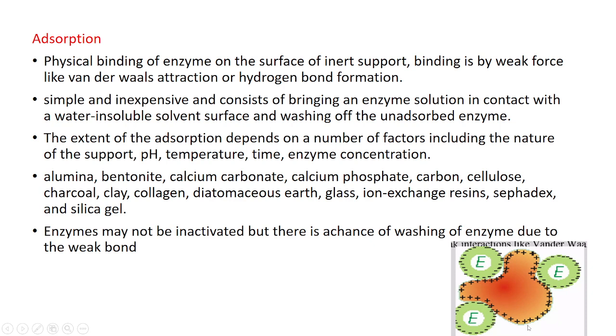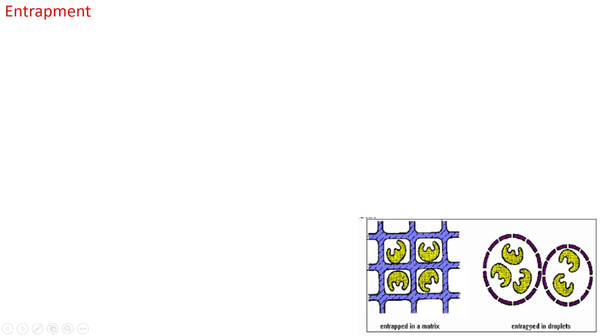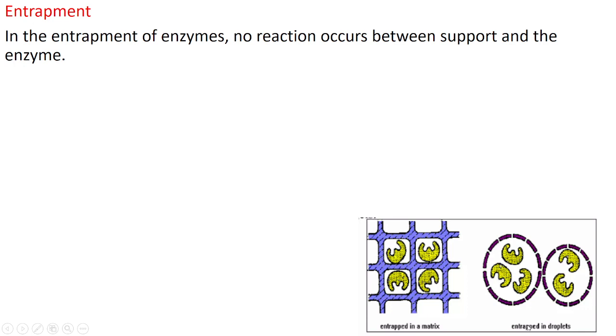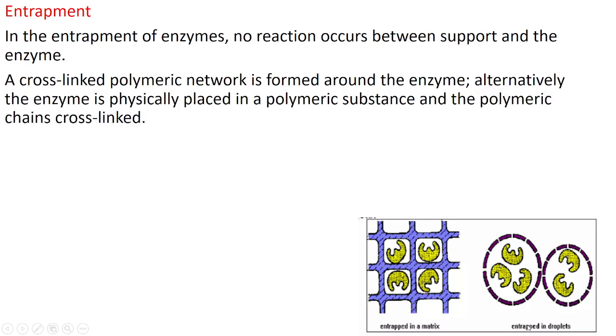There is no decrease in activity of the enzyme due to adsorption. This is the next technique. It is called entrapment. You are trapping your enzyme inside a matrix like this. You can trap it inside a matrix or inside a droplet. But here the enzyme is just trapped inside the structure, and there is no chemical reaction happening between the support and the enzyme.